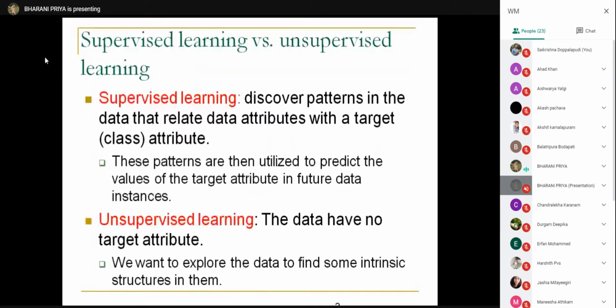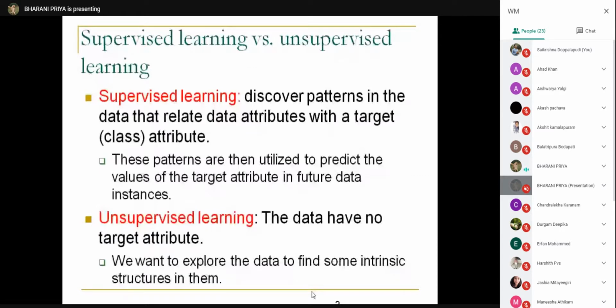So first, the basic concepts. In supervised learning, we'll discover the patterns which have our target value, that is class, and these patterns can be used to predict future examples. But whereas in unsupervised learning, you don't have any target values or class labels, but we want to find some structure in this data. What do you mean by structures? Patterns.